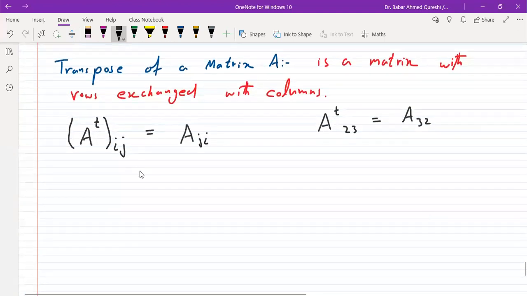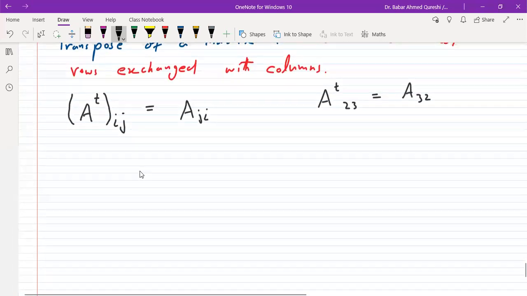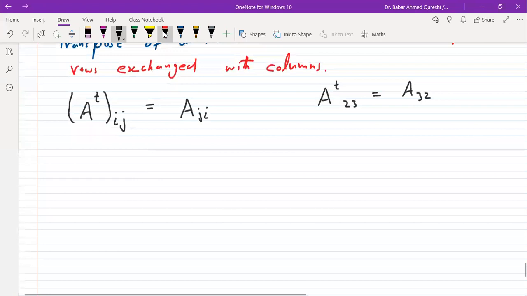Transpose, everyone has seen it. I don't think I need to write an example, or do I need to? Should I? Yes, sir, please. All right.